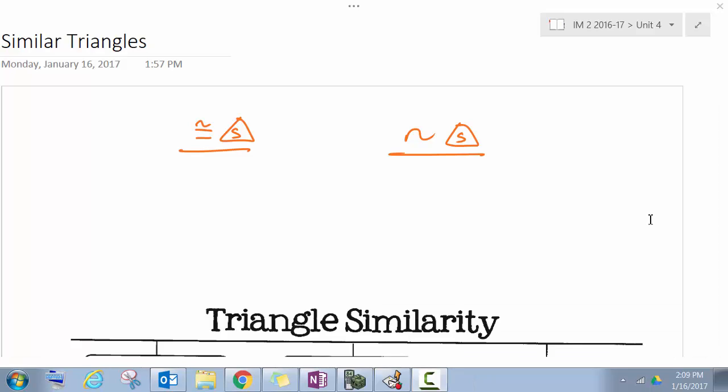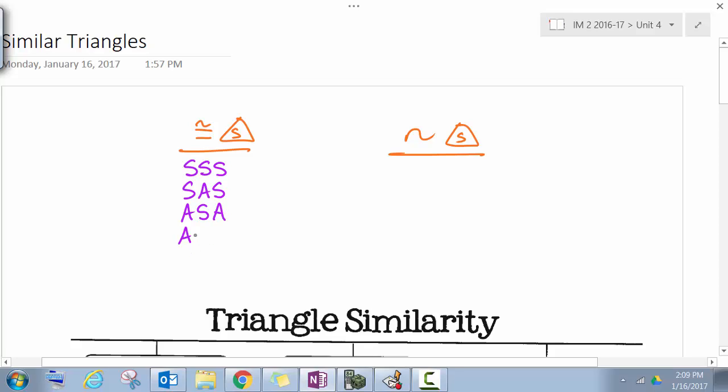Alright, we're going to look at the ways that we can prove triangles similar. First, let's look at the ways we prove triangles congruent. We proved triangles congruent last year by side, side, side, where three pairs of sides were congruent. Side, angle, side. Angle, side, angle. Angle, angle, side.